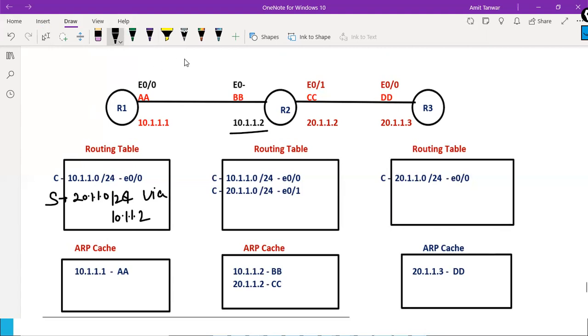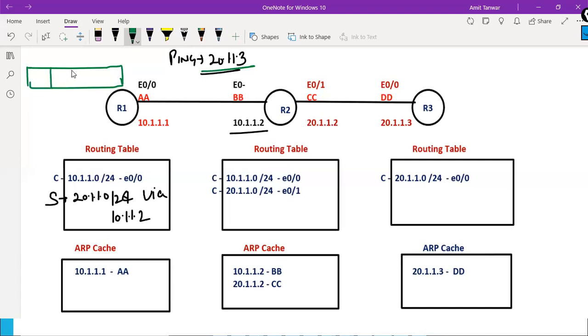So again, I'll ping from here. I'll ping with 20.1.1.3. When you ping 20.1.1.3, it will generate the packets again. That includes source IP, destination IP, source MAC, and destination MAC. It will contain a lot of information about ICMP echo request and so on, but this is the basic information. So this time the router will generate the packet.